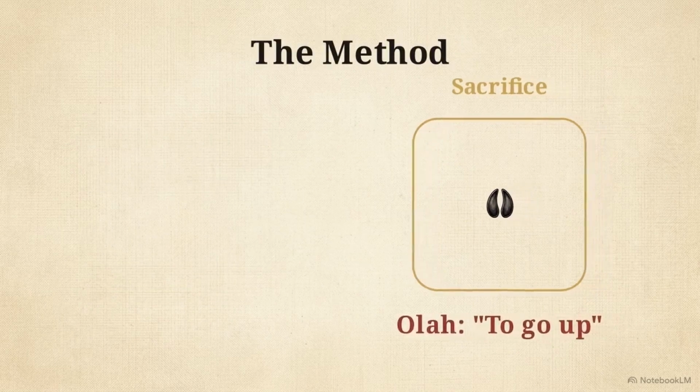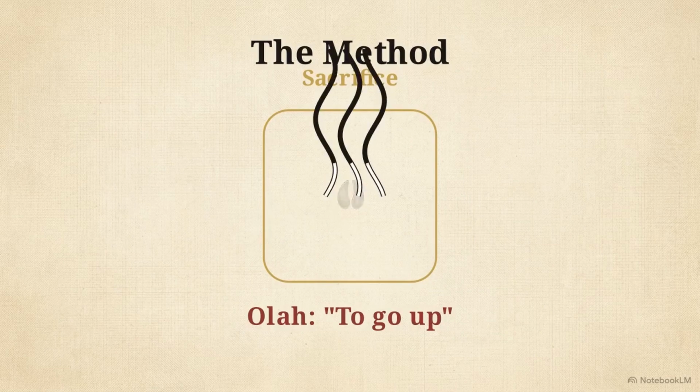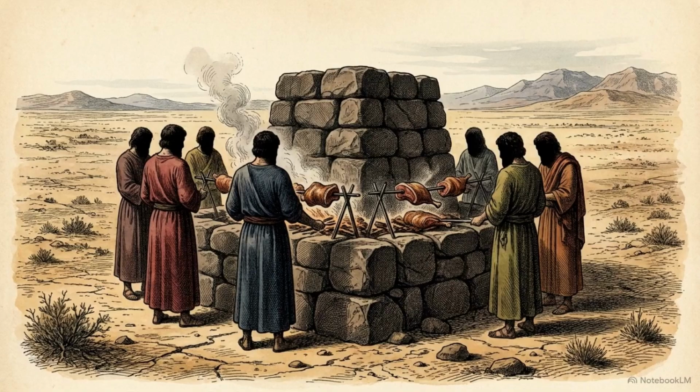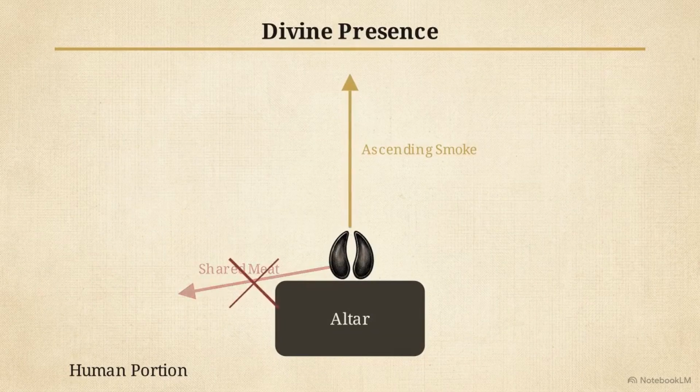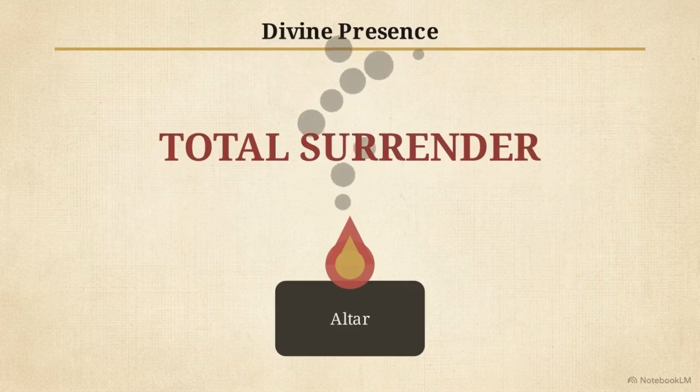Second, the method. Noah offers an olah, or burnt offering, derived from the Hebrew root meaning to go up. We see this visualized here as the sacrifice transforming into ascending smoke. In many ancient cultures, the worshiper would eat a portion of the sacrificial meat, gaining physical nourishment from the ritual. The olah requires 100% consumption by fire. Noah gains zero physical utility from these animals. The ritual represents a state of total surrender, where the entirety of the gift is yielded to God.